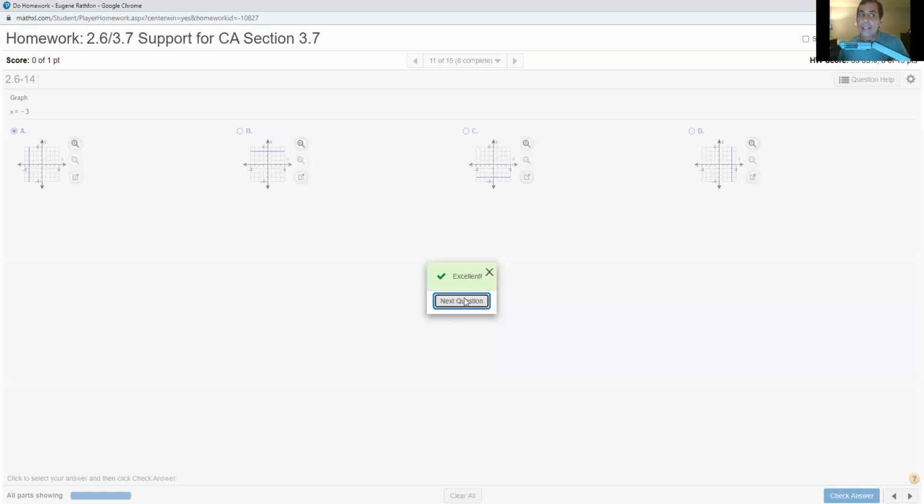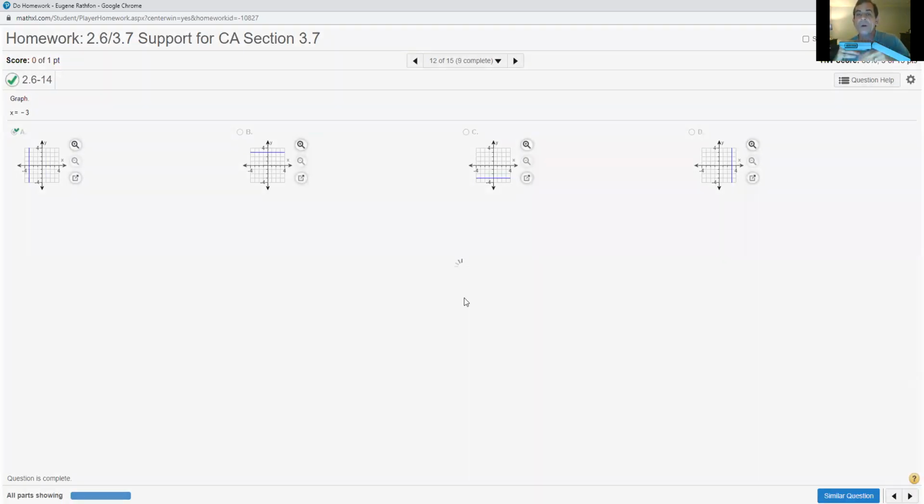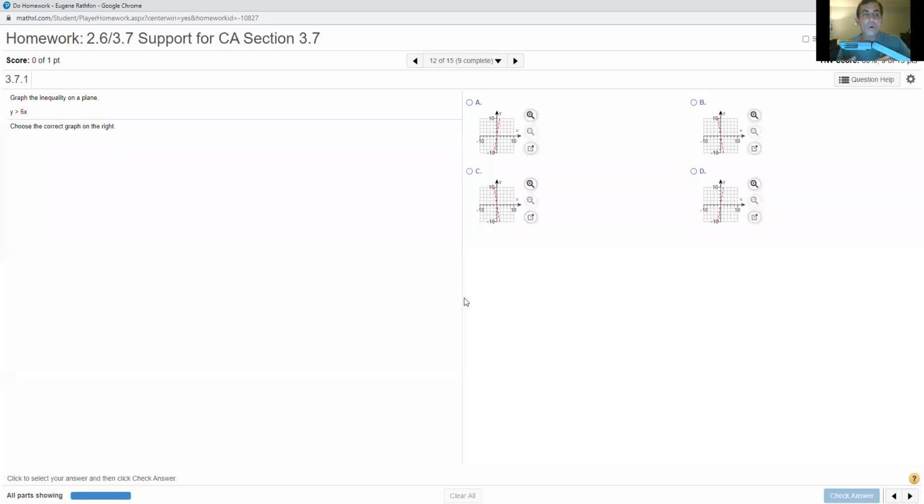Okay, so you got to get used to when you have y equals a number and x equals a number, they are going to be special lines, okay? All right, so this is what, number 12. So y is greater than 6x. They want me to graph that. So I'm going to show you by hand what I would do to that.